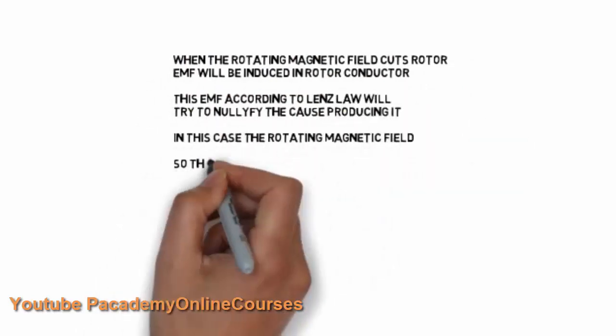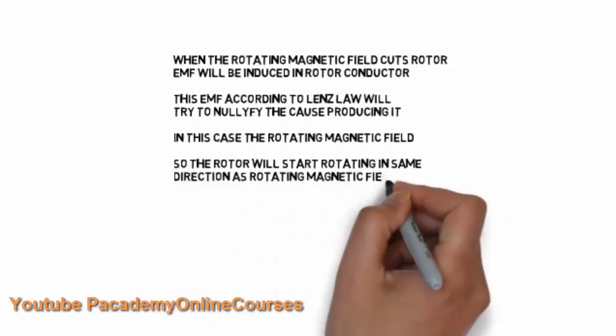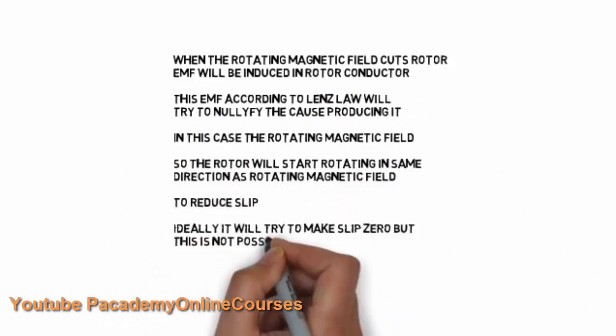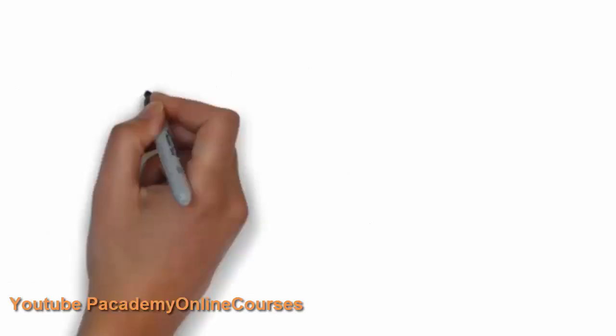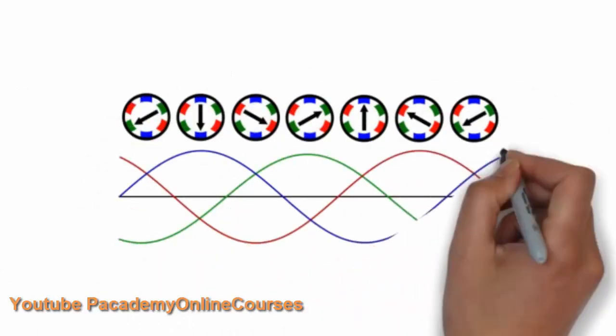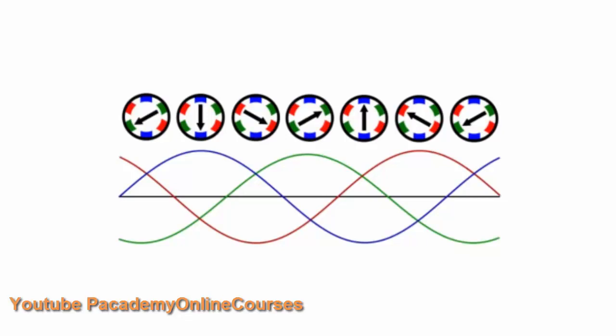So, regarding the production of the rotating magnetic field and the rotation of the rotor, when the rotating magnetic field cuts the rotor, an EMF will be induced in the rotor conductor, because there will be a change of field felt by the rotor. This will induce an EMF in the rotor according to Lenz's law, which will try to nullify the very cause producing it. In this case, the rotating magnetic field rotating at synchronous speed is the cause producing the EMF. So the rotor will also try to nullify that cause, and it will rotate.